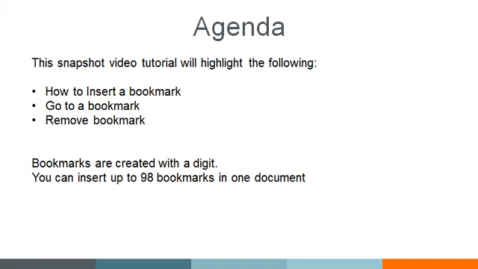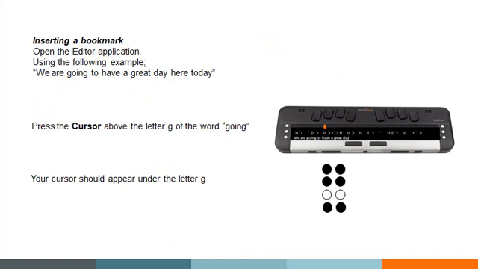I am in a document that I have open in my editor, and my document has a sentence, and we'll just use this one sentence as an example. It is, "We are going to have a great day here today." Now, if I wanted to place a bookmark into this, I'm going to route my cursor using a cursor routing key. There is one above every braille cell. So if you have a 20 cell unit, you will have 20 cursor routing keys. If you have a 40 cell unit, you will subsequently have 40 cursor routing keys.